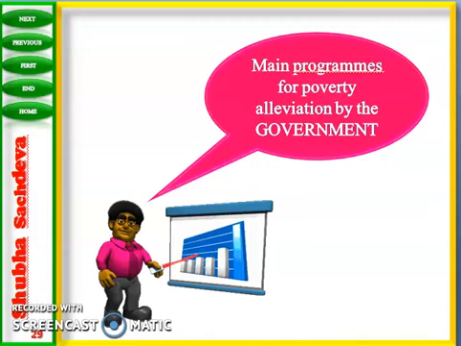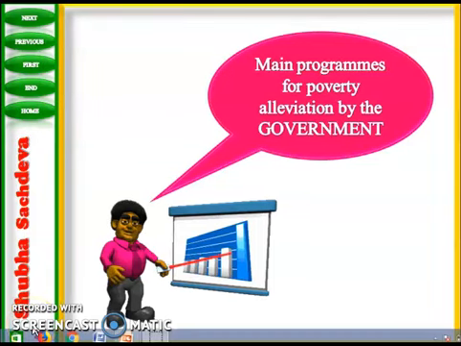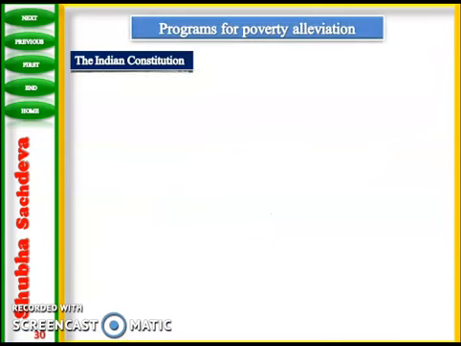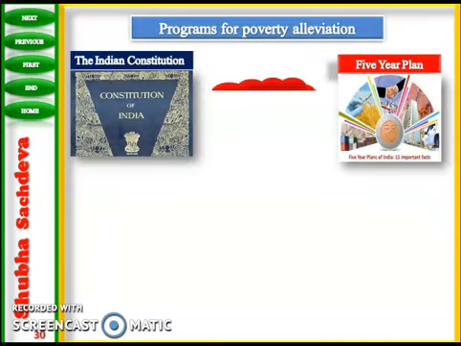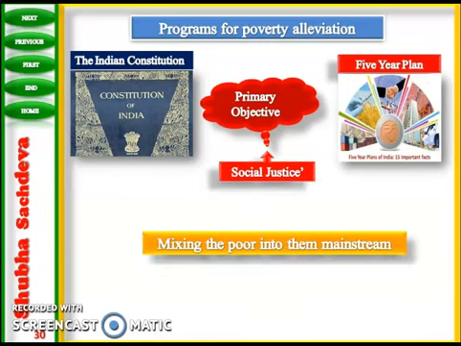Which programs the government has made to alleviate poverty completely. So we'll continue with the main programs which the government has made. Programs for poverty alleviation, the Indian Constitution and 5-year plans. The main objective in the 5-year plans, or you can say that when our Constitution was made, the main primary objective was social justice.